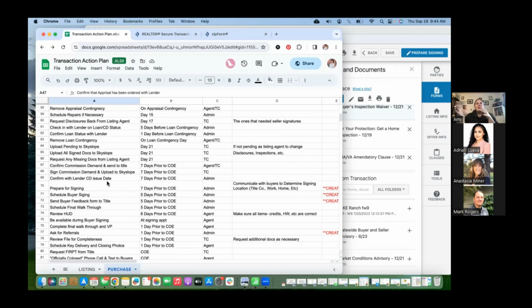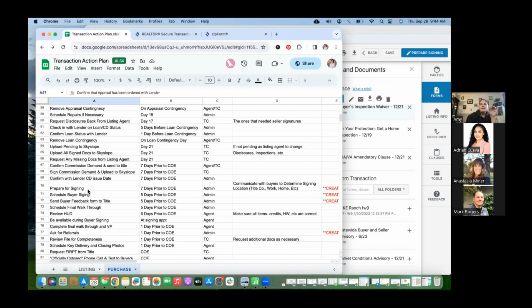Or if there's a delay, we still have time to get it out before we have to delay the close of escrow. Okay, so we're going to confirm that lender CD issue date. Make sure it's been issued or find out what the plan is with that. Also, 7 days prior to close of escrow, once we know that CD's gone out, then we kind of know what our time frame is for signing.